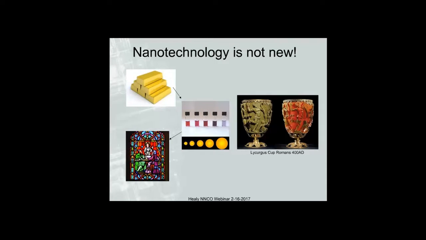So nano is not new. Here's the gold we all know, but gold nanoparticles at the nanoscale are different colors. Medieval glassmakers did not know they were doing nanotechnology, but as they ground down silver and gold and put these salts into their glass making, they got these beautiful colors. And then all the way back to 400 AD, the Lycurgus cup, developed by the Romans, has nanoparticles in it, and depending on whether you look at it from the front or the back, the way the light is coming through, it appears red or green. They don't know how they did it, but they did it.